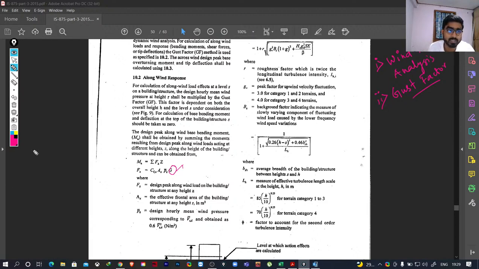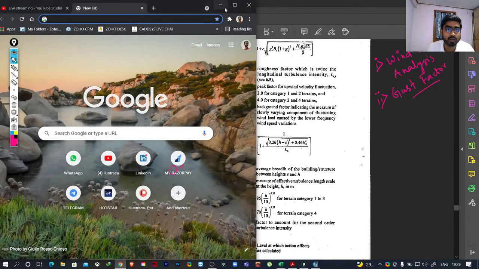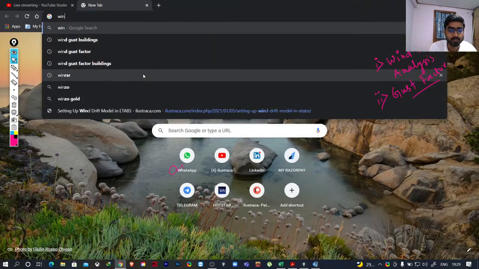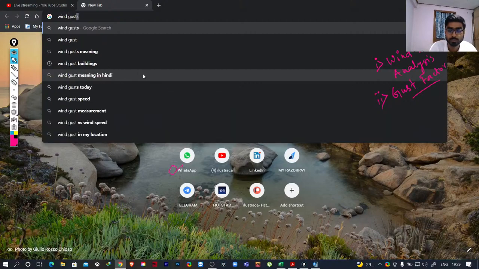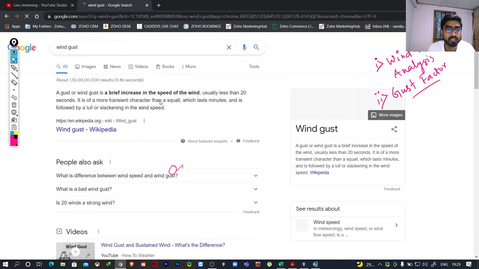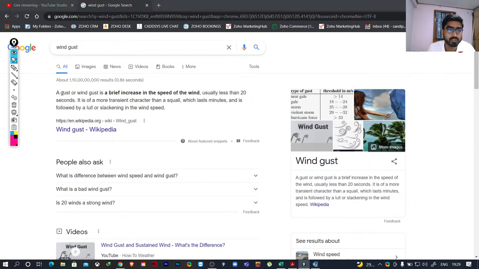To get a basic idea of wind gust, let me show you what wind gust is. Here is the basic definition. A gust, or wind gust, is a brief increase in the speed of the wind, usually less than 20 seconds. It is of a more transient character than a squall, which lasts minutes and is followed by the lull or slackening in the wind speed.